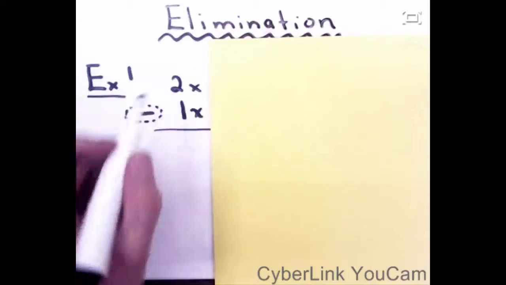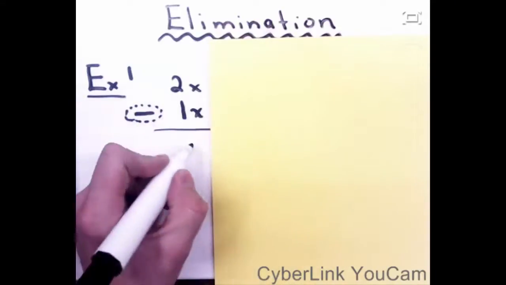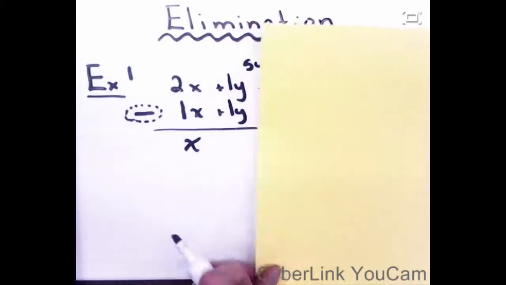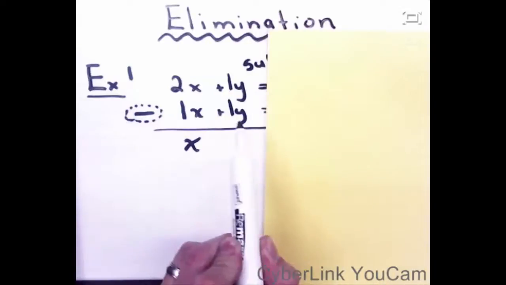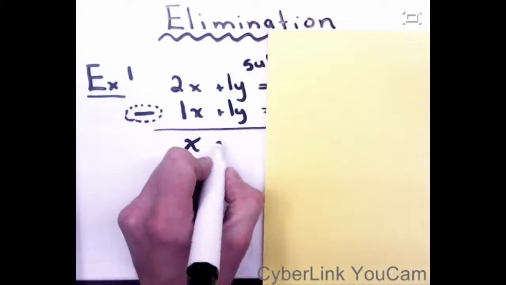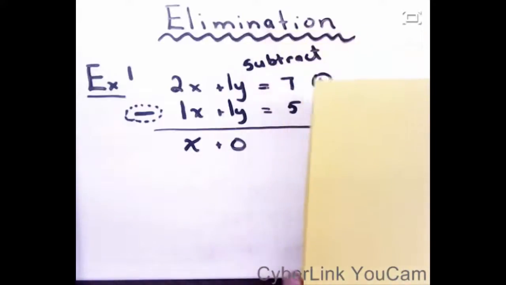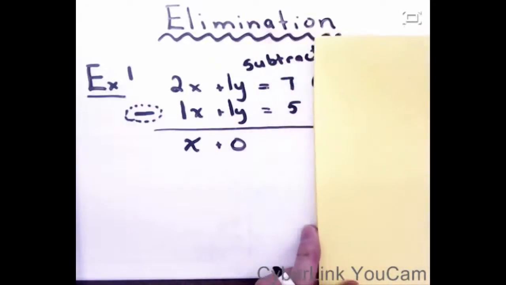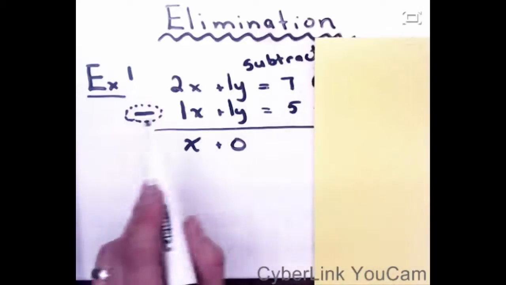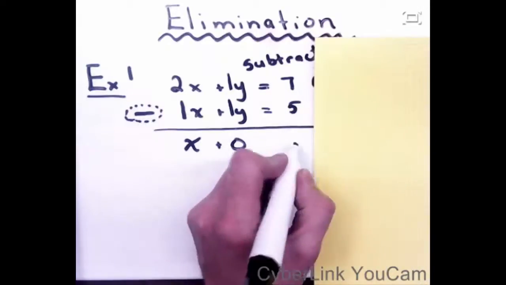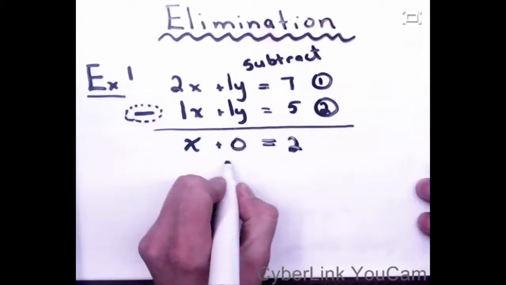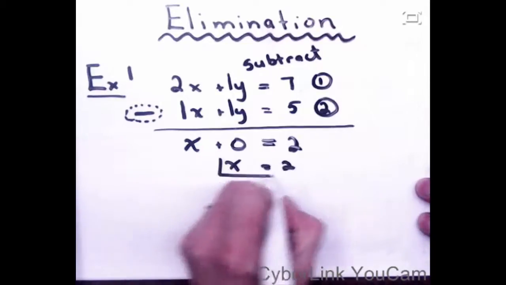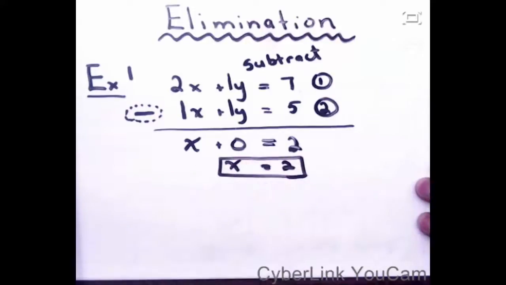What's 2x subtract 1x? You'd be left with x. What's 1y subtract 1y? You'd have 0. Nothing. It's been eliminated. Then you do the numbers on the end. What's 7 subtract 5? That would be 2. And you realize this is just x equals 2, and you have one value for your POI.